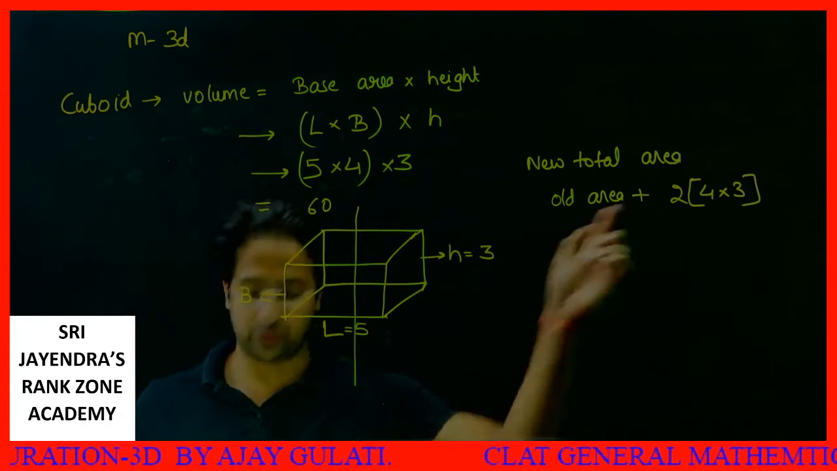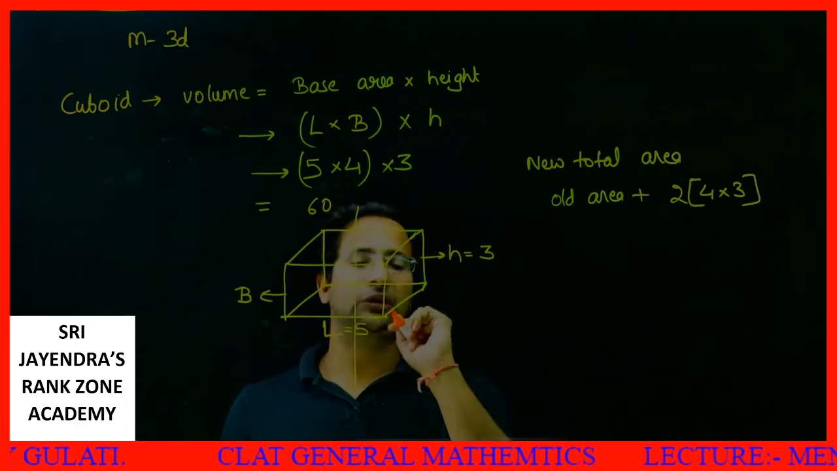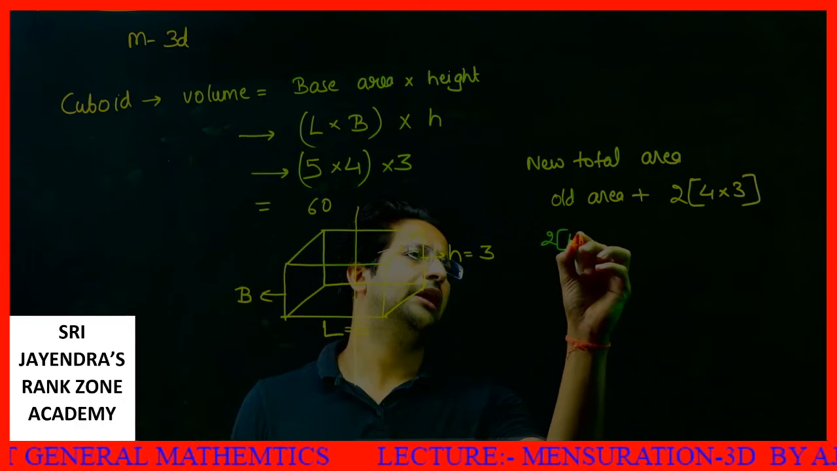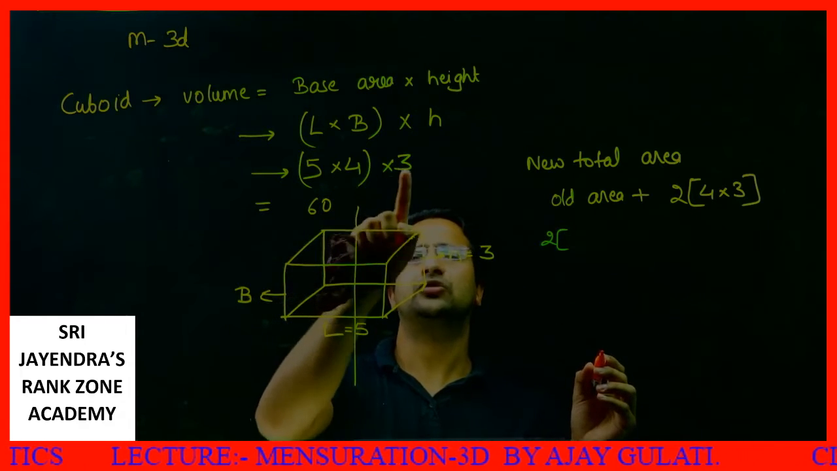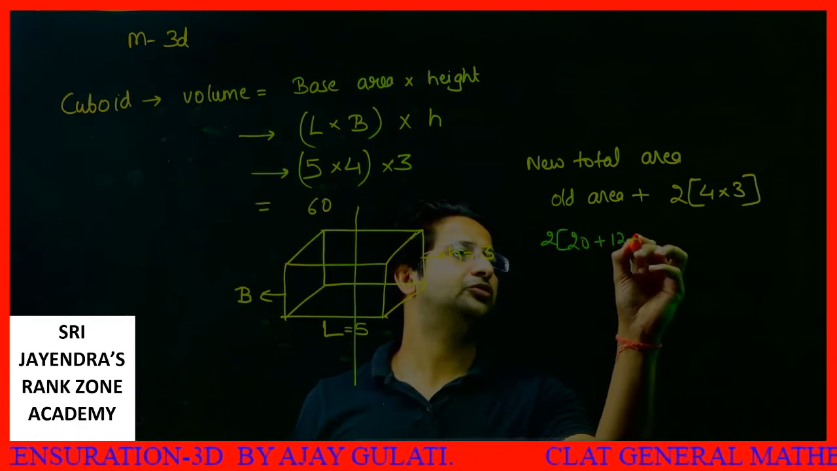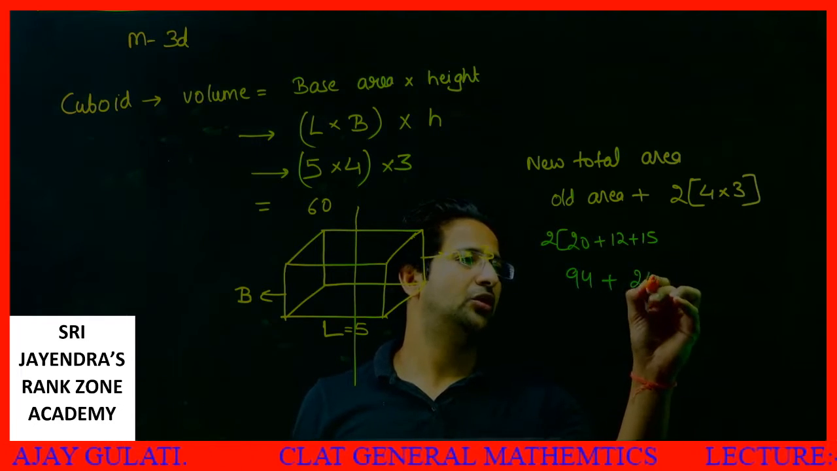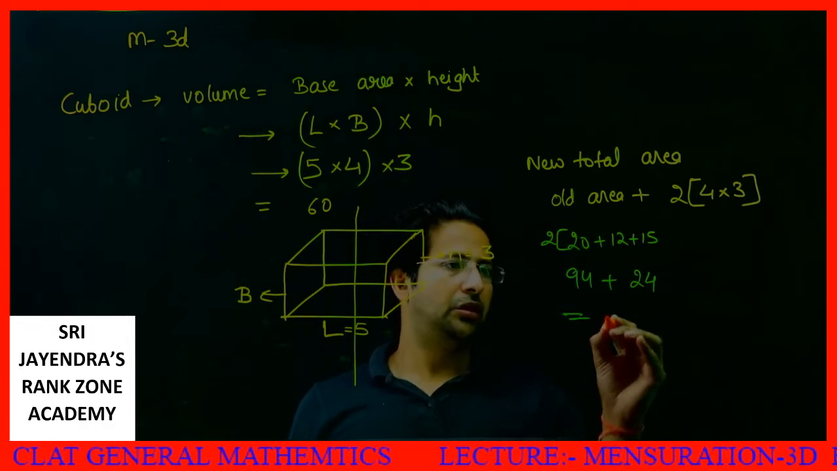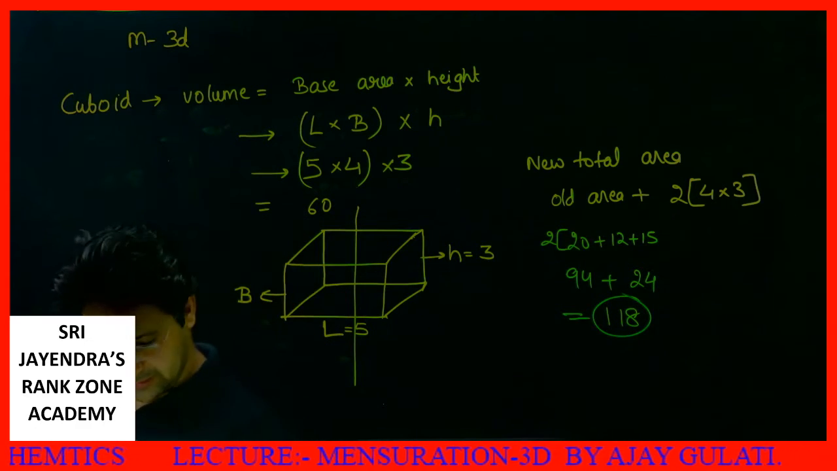So I have added 2 into 4 into 3. Or I can say, what was the old surface area? I write it down again: 2 times LB plus BH plus HL. That was 2 into 20 plus 12 plus 15. Yeah, it was 94. 94 plus 24 comes out to be how much? It becomes 118. I hope you have got the answer and you must be thorough with it.